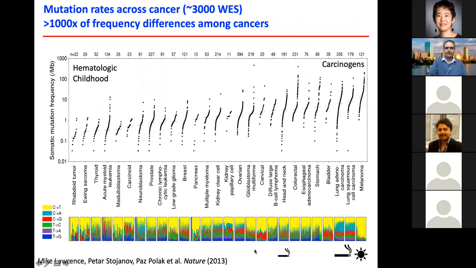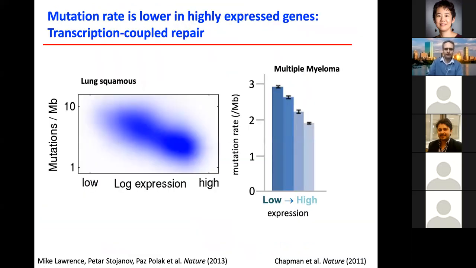So we have already seen that there's a different frequency of mutations across different patients and across different tumor types. But also within a patient, there are differences in mutation rates in different genes. The higher the gene is expressed, the lower the mutation rate. And the reason is that there's a repair mechanism called transcription-coupled repair that repairs DNA damage as genes are being transcribed. So the higher the expression, the more chance there is to repair the damage, and therefore you have a lower mutation rate.